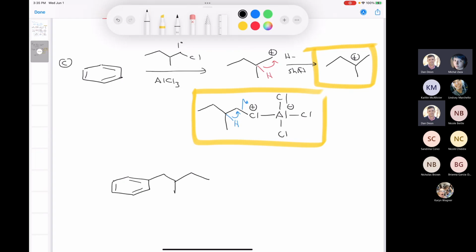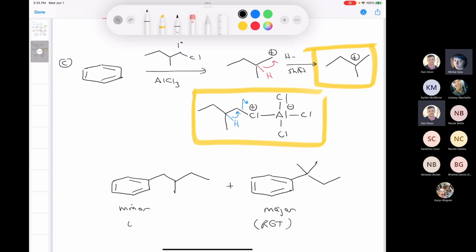So we're going to get some of this product, but we're also going to get some of the product from attack at the secondary carbocation. So we have a geminal dimethyl like this. So I would say that this would be the major product. So this comes from the rearrangement, and then this would be the minor product, and this comes from the primary carbocation, if you will. Yeah, so we'll put primary here. We'll put rearrangement to the secondary carbocation.